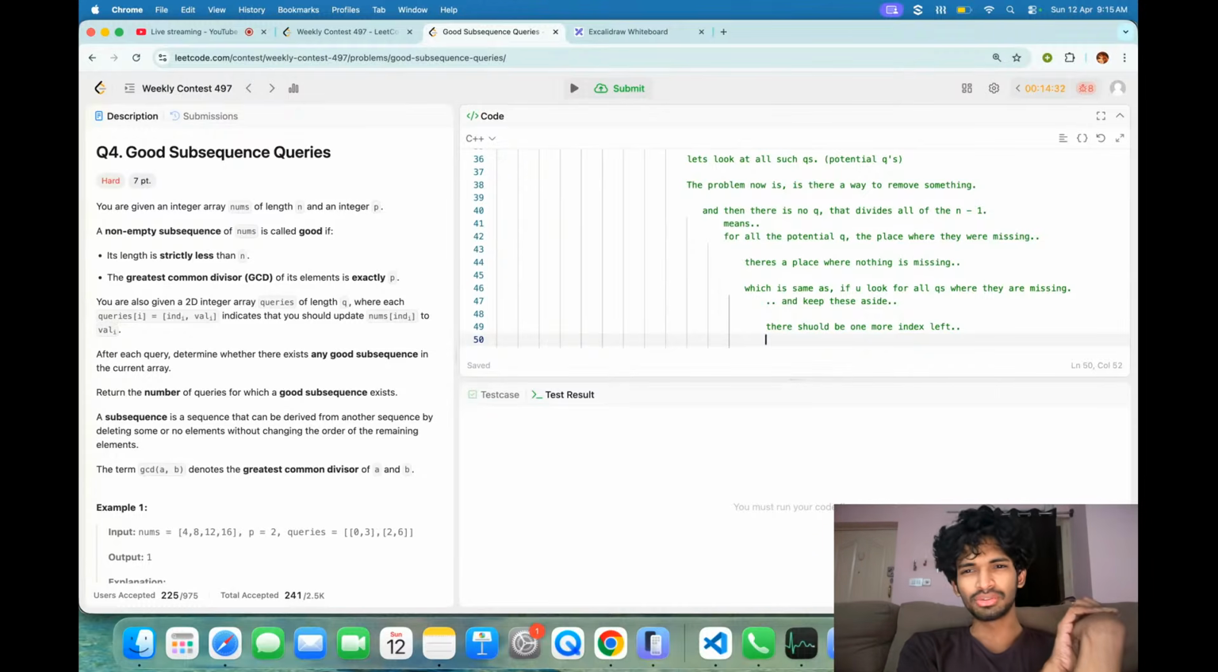How many potential queues can you have? They're dividing n minus 1 things. They're dividing almost everything.